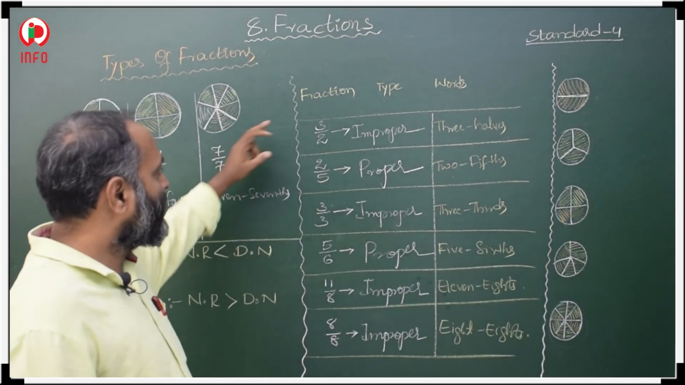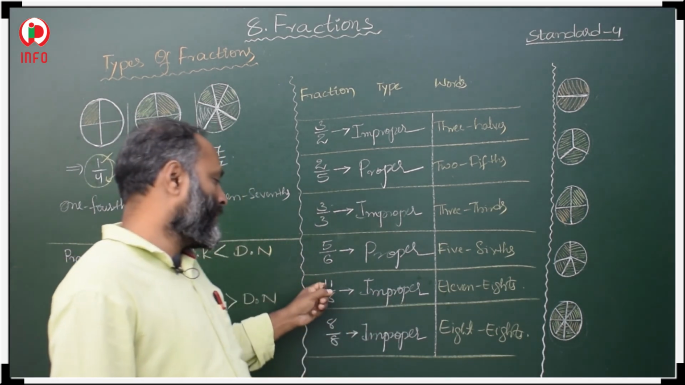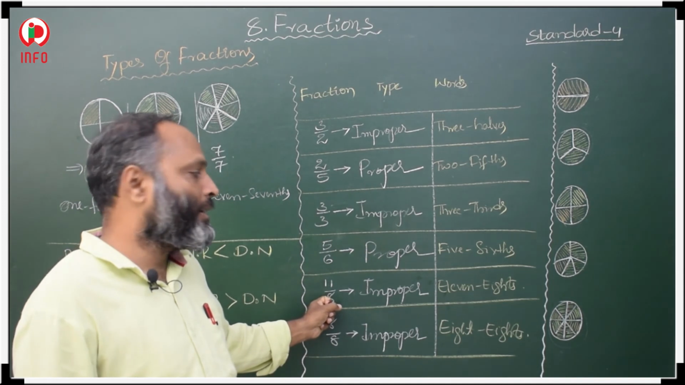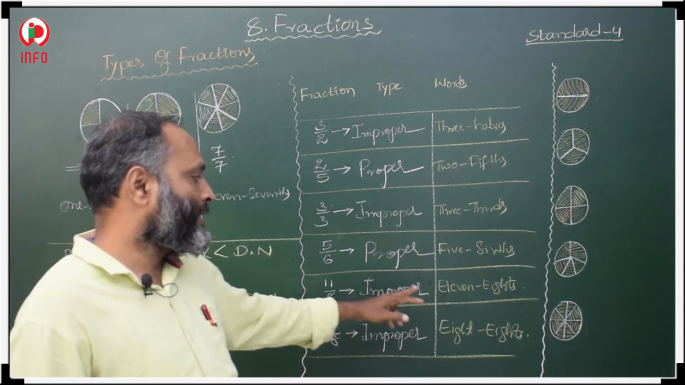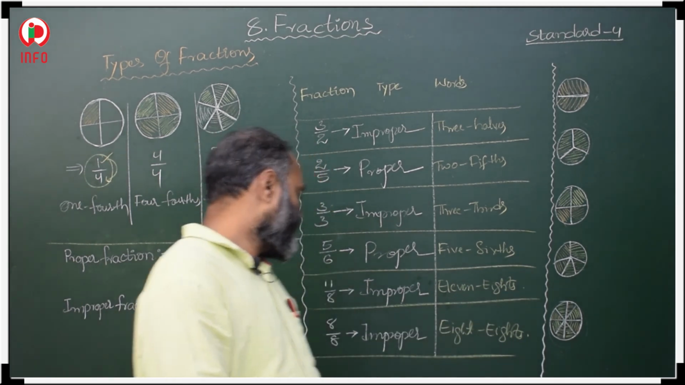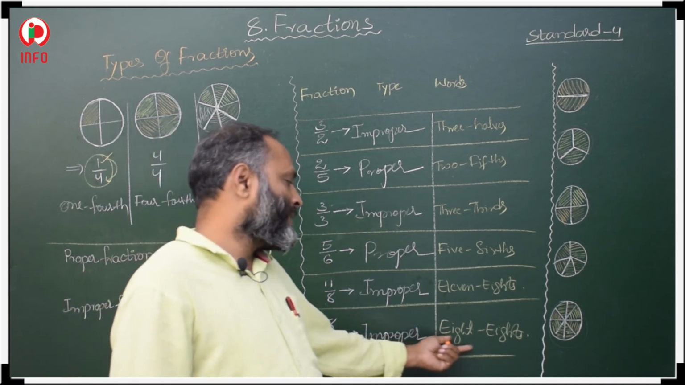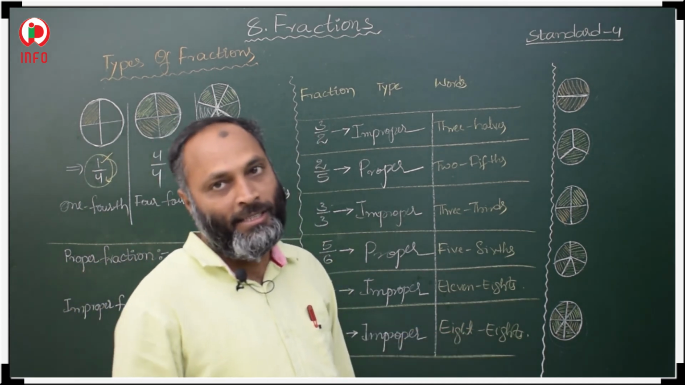Now, 11/8 is an improper fraction. 11 is the numerator, the numerator is greater than the denominator, so it is an improper fraction, that is 11 eighths. Now 8/8 is an improper fraction, 8 eighths.